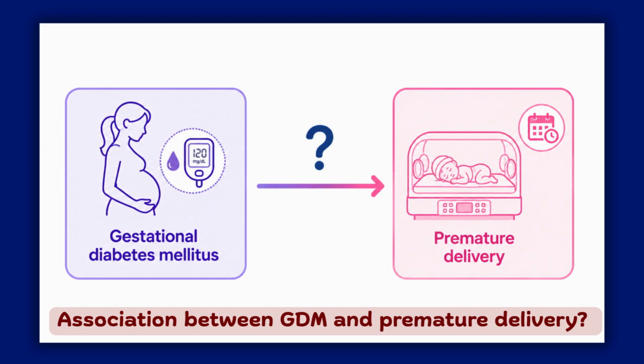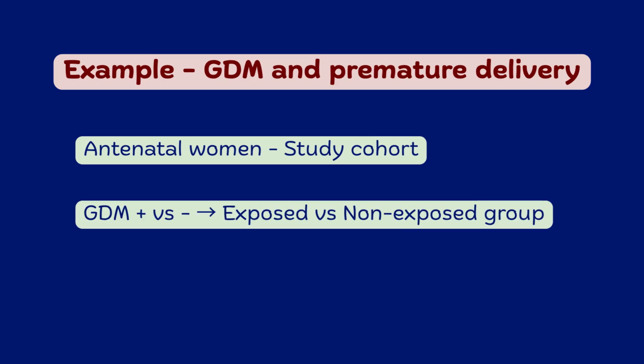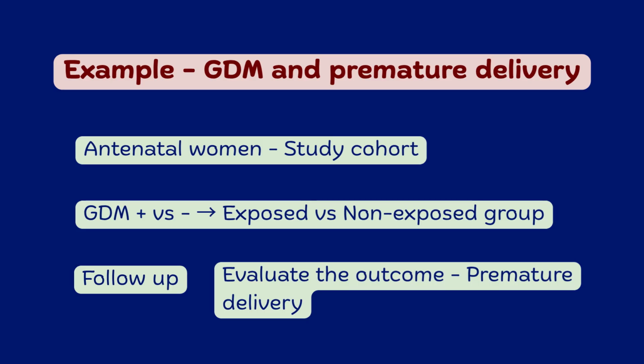Finally, consider another study in which a group of researchers wanted to examine the association between gestational diabetes mellitus and premature delivery. They recruited a sample of pregnant women from the antenatal clinic of a teaching hospital. This formed the study cohort. Some of these women had gestational diabetes mellitus and formed the exposed group. The remaining did not have gestational diabetes mellitus and formed the non exposed group. They followed them till delivery and observed which group had a higher incidence of premature delivery.